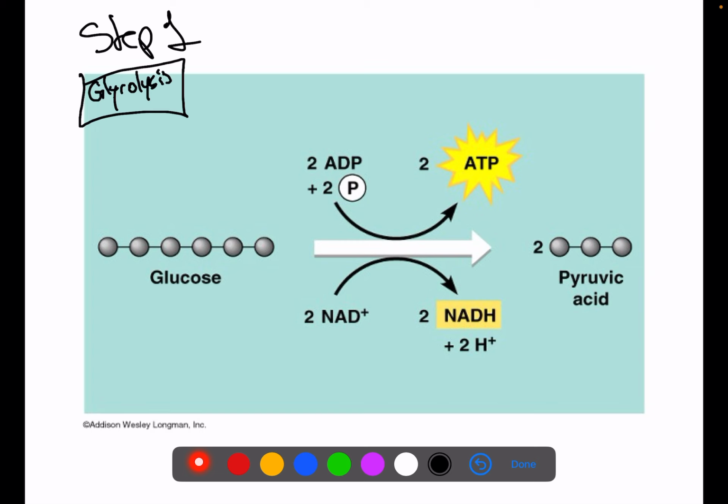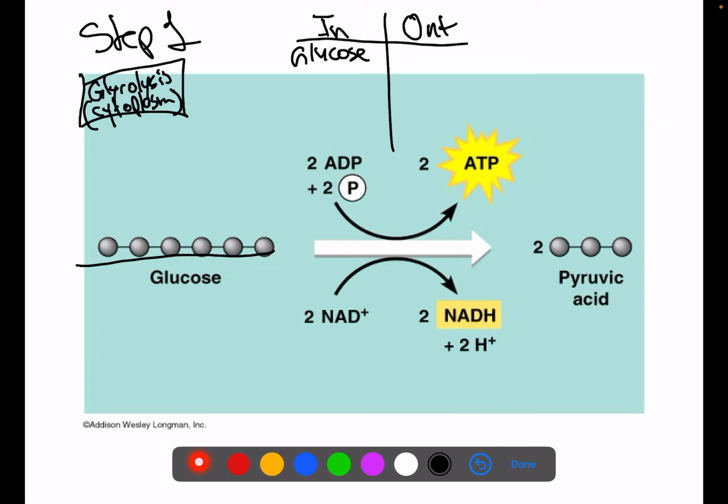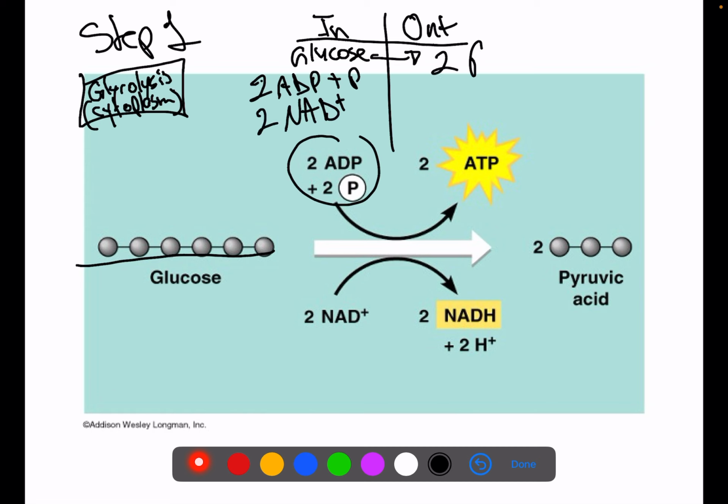And you should write in parentheses that this is happening in the cytoplasm. Okay? All right. And then you were supposed to have, okay, what goes in and what comes out. So what goes in is glucose. There's your glucose. What else goes in? ADP and phosphate. There they are. What else goes in? NADs, right? You need 2 sets of those. You need 2 of those. And what comes out? Well, the glucose is going to become 2 pyruvates.